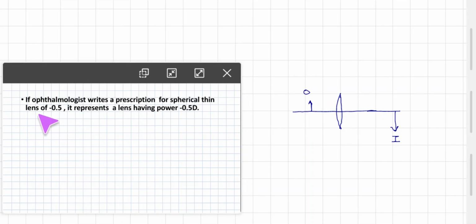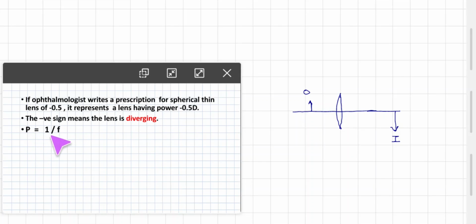What we observe is that if an ophthalmologist writes a prescription for a spherical thin lens of minus 0.5, it represents a lens having power minus 0.5 diopter. So what exactly is it? The negative sign means the lens is diverging. That is an important thing.